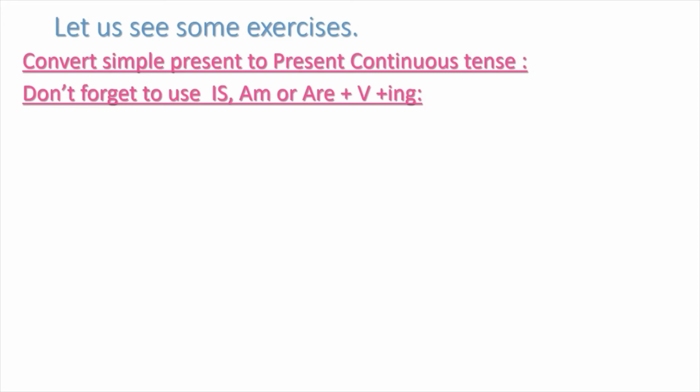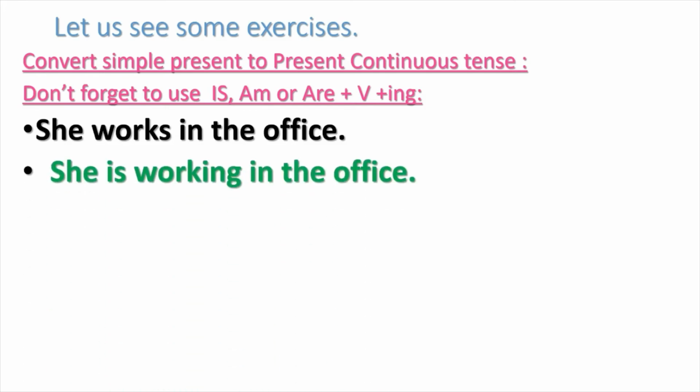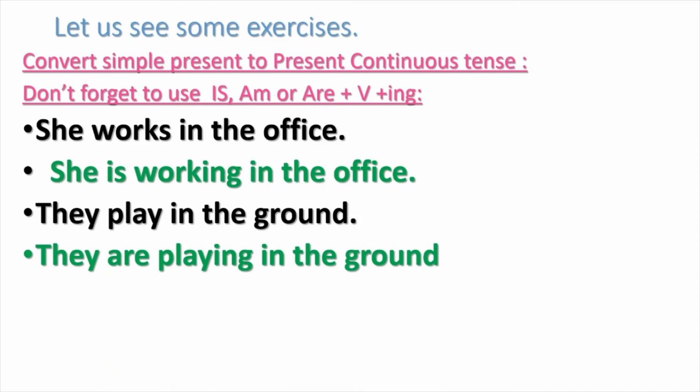Okay, let's start. She works in the office. So she is a singular subject. What do we have to use? Yes, is. She is working in the office. Next, they play in the ground. Here, they is a plural subject. So what may be the helping verb? Yes, it is are. They are playing in the ground.